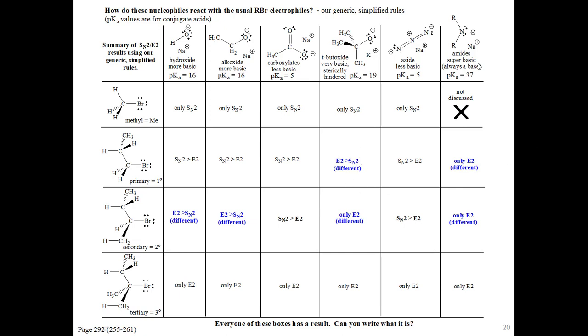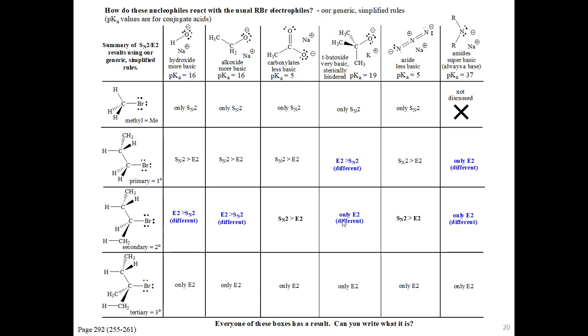The dialkyl amides are only bases, so if we were to use it with a primary, it would be E2. At secondary, it's more hindered, sterically hindered. If this is very basic, which 16 is getting in that range, then E2 is going to be favored over SN2. However, this is not very basic. Look at the pKa of the acid. This is very stable, and it does more SN2 over E2, even at secondary.